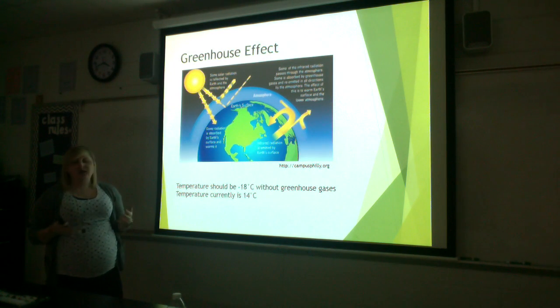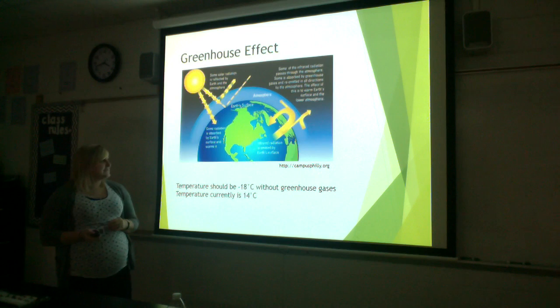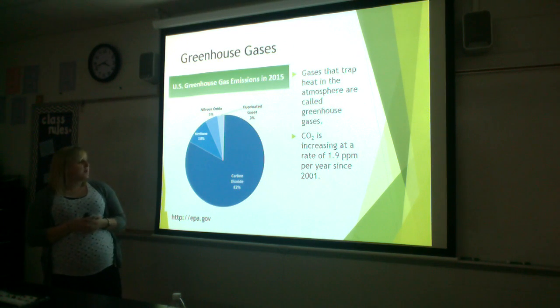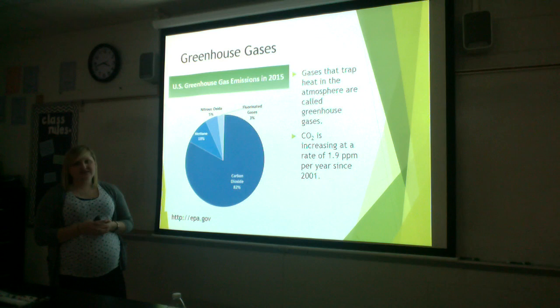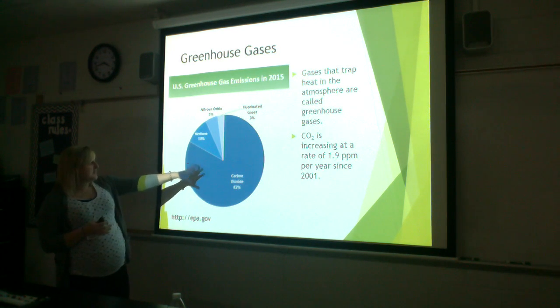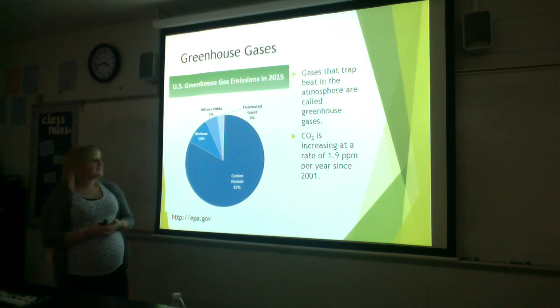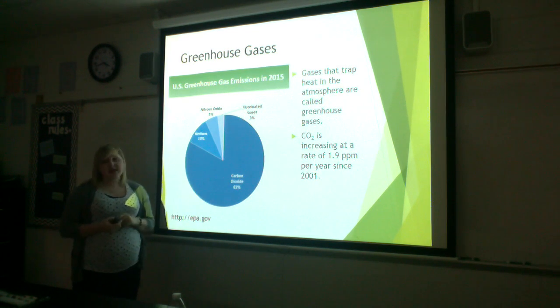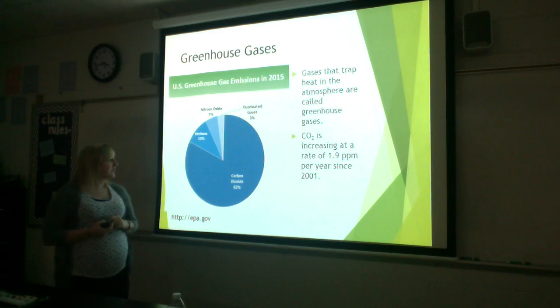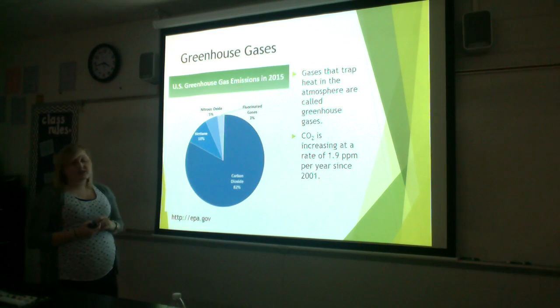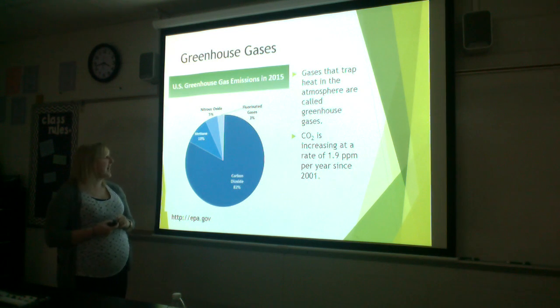So the temperature without any greenhouse gases should be negative 18 degrees Celsius, but currently we're actually at 14 degrees Celsius. According to the Environmental Protection Agency in 2015, these were the biggest greenhouse gas emissions in the United States. As we can see, carbon dioxide is the biggest with 82%. Behind that we have methane, which has 10% of the emissions. After that we have nitrous oxide at 5%, and then fluorinated gases, which is at 3%.